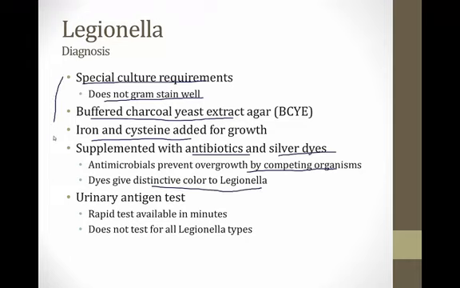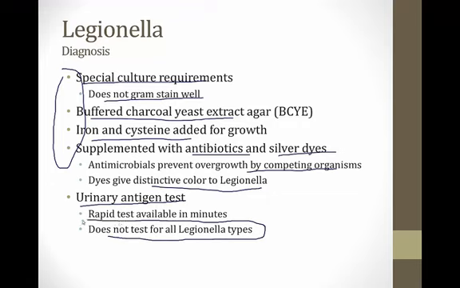Now, because it's so hard to culture, often a culture is not done, and there's a urinary test. It's called a urinary antigen for Legionella, and this lets you know in a few minutes if the patient has been exposed to Legionella. It doesn't test for all Legionella subtypes, however, so just because the test is negative doesn't necessarily mean the patient can't have a Legionella pneumonia.